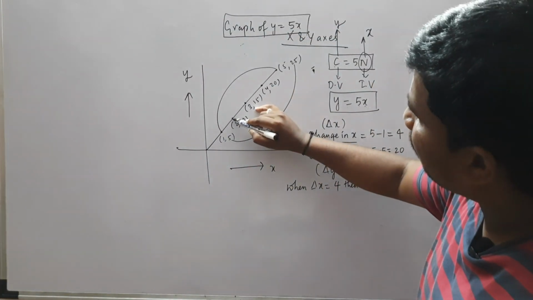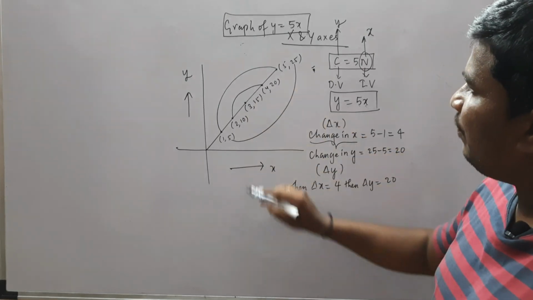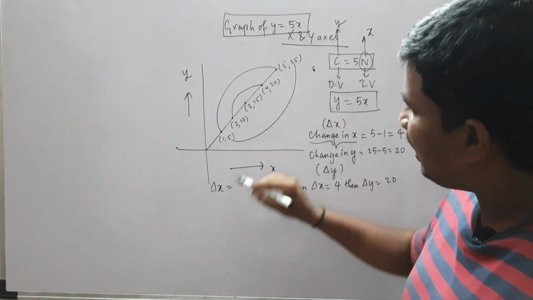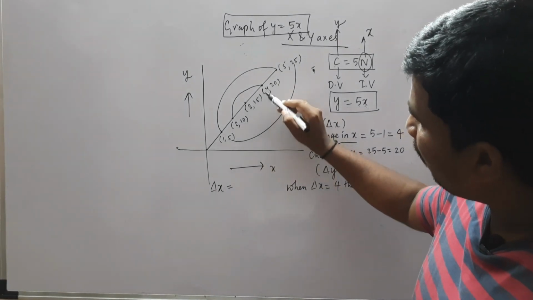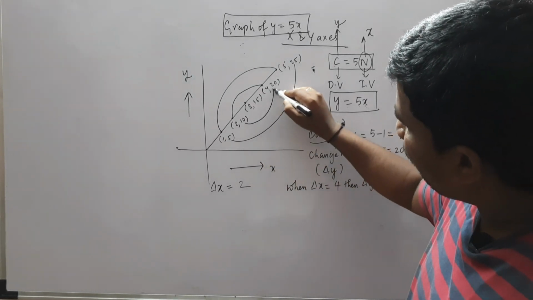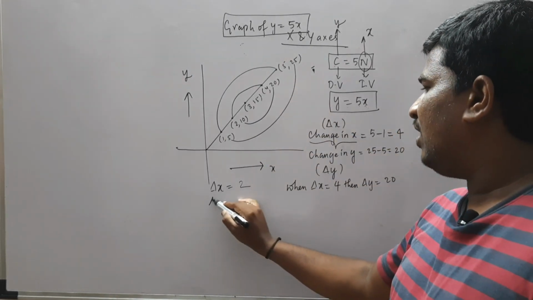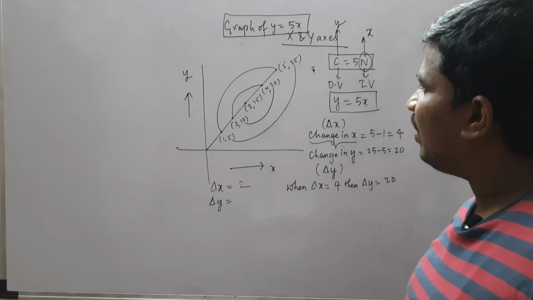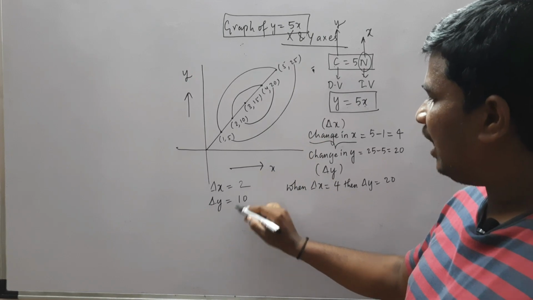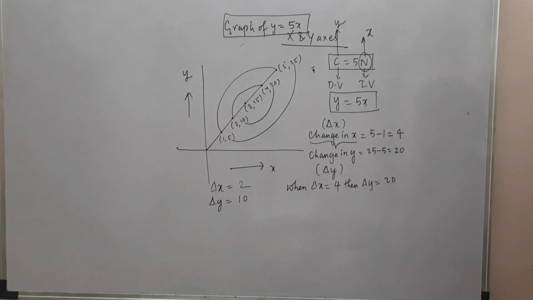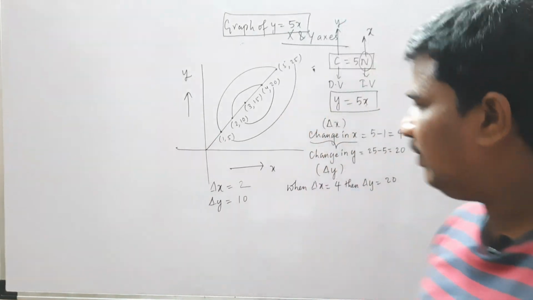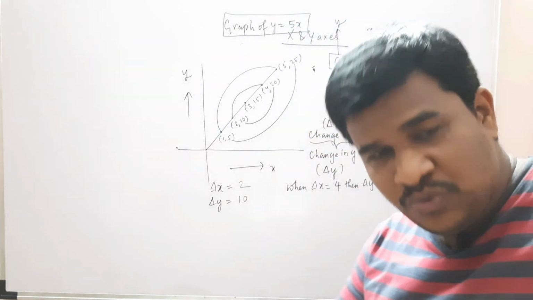You can take any other pair of points. See, I take these 2. If I take these 2, x is changing from where to where? What is delta x? It is from 2 to 4, so delta x is 2. What is change in y? It is changing from 10 to 20. So delta y will be how much? 20 minus 10, that is 10. Again, you can consider another pair of points. Any pair of points you consider.